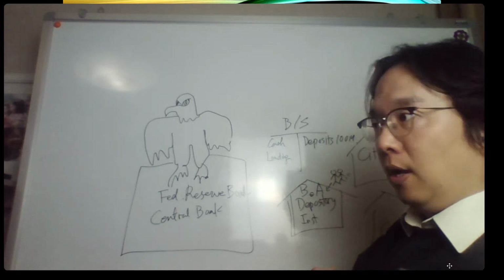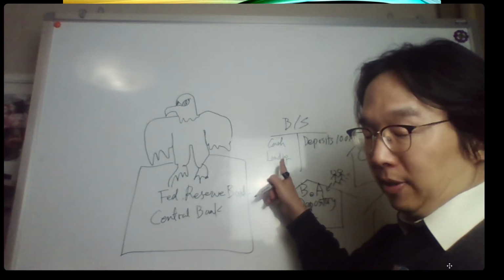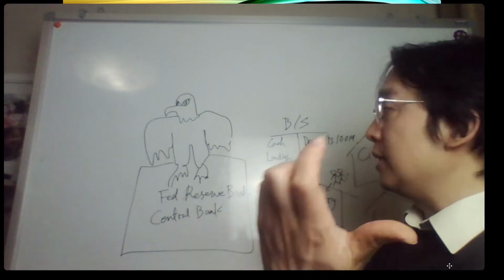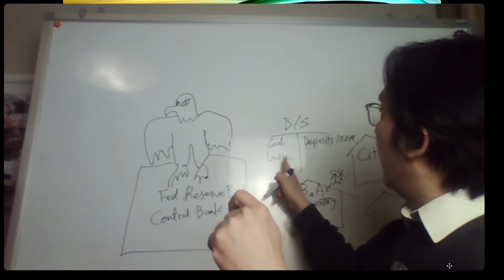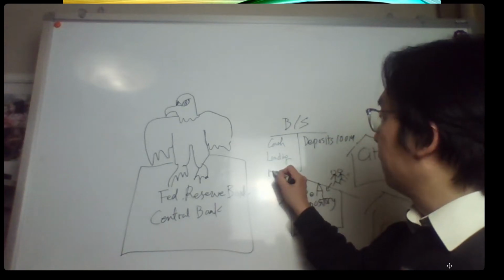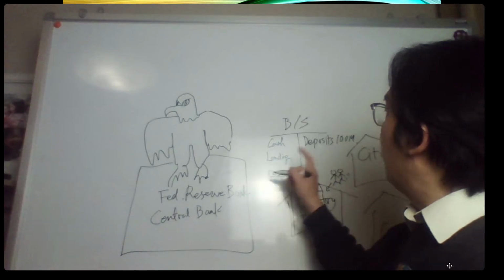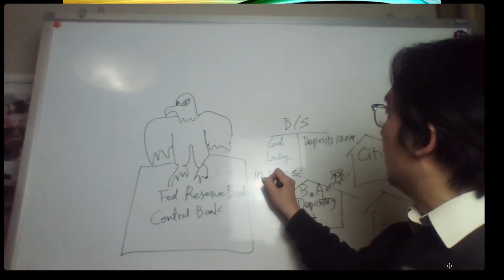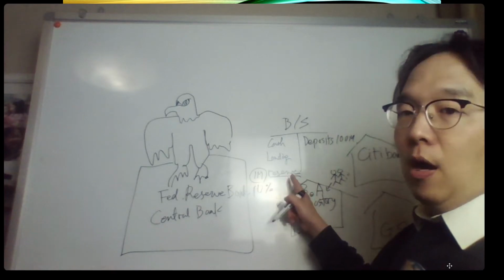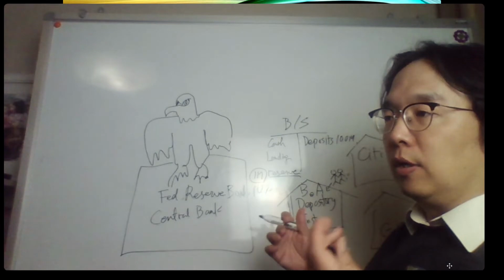And then with the rest, they are going to lend to companies and individuals. What is important is that they have to keep a certain amount as a reserve, let's say 10%, which is $10 million, according to the reserve requirement regulation by the central bank.